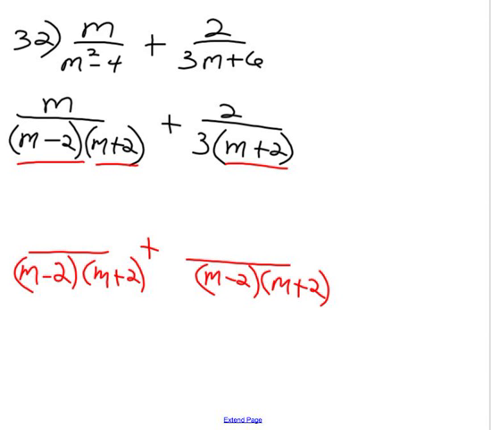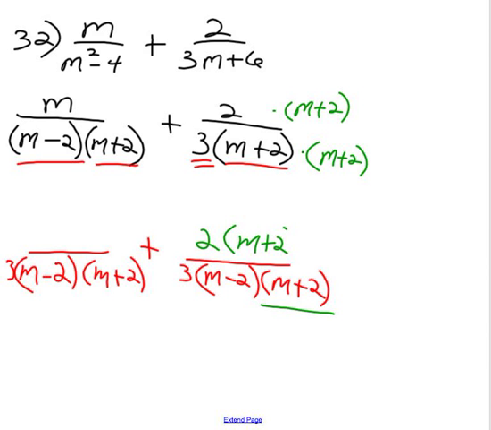And what else is unique in the denominators? The 3. So I need to multiply this denominator by 3. Now I have my common denominators. I have to adjust my numerators accordingly. In the one on the right, I have a 3 and an m plus 2. What I don't have in the problem that I have in my common denominator is this m plus 2. So I must have multiplied this denominator by m plus 2, which means I have to multiply the numerator by m plus 2. So my new numerator is 2 times m plus 2.